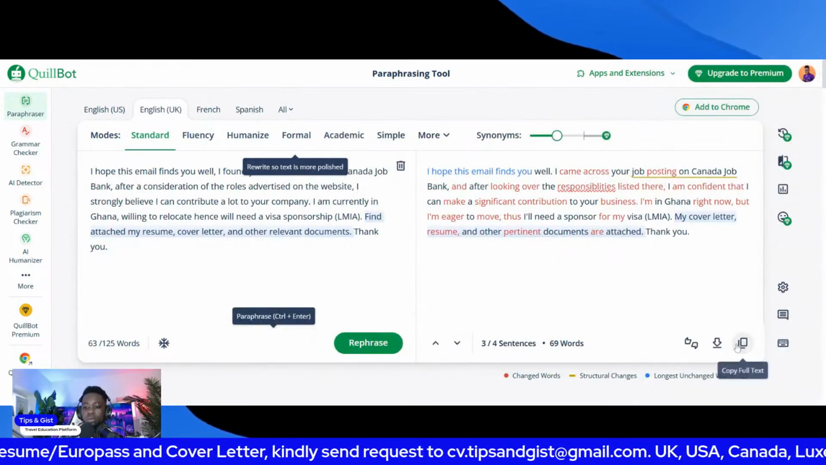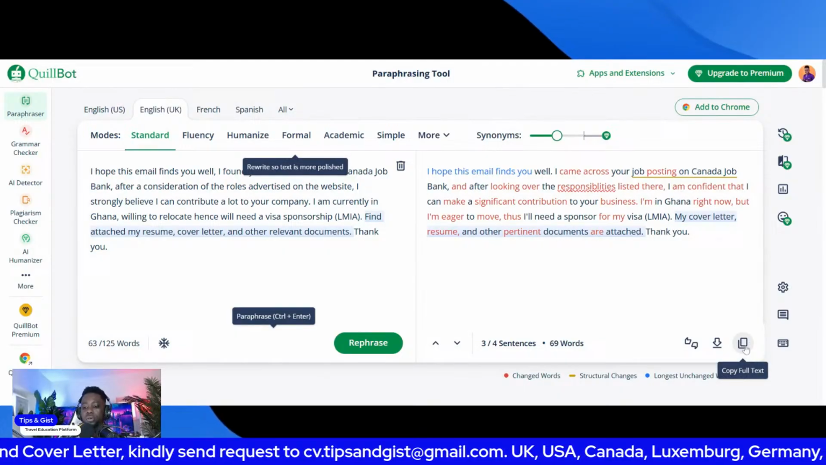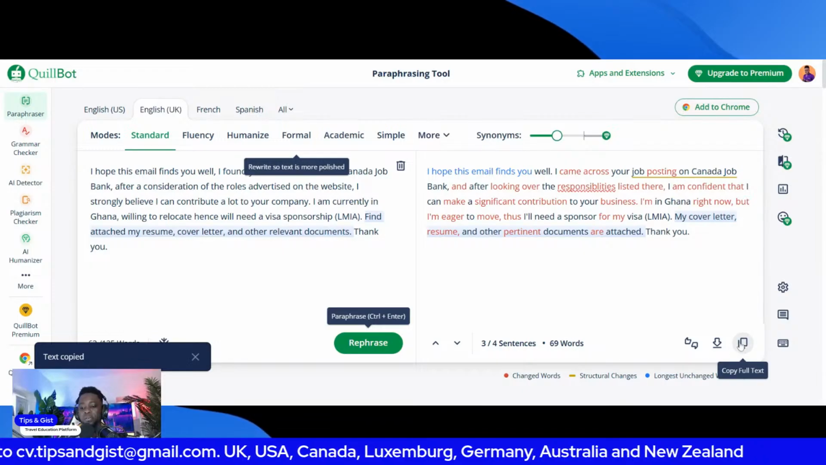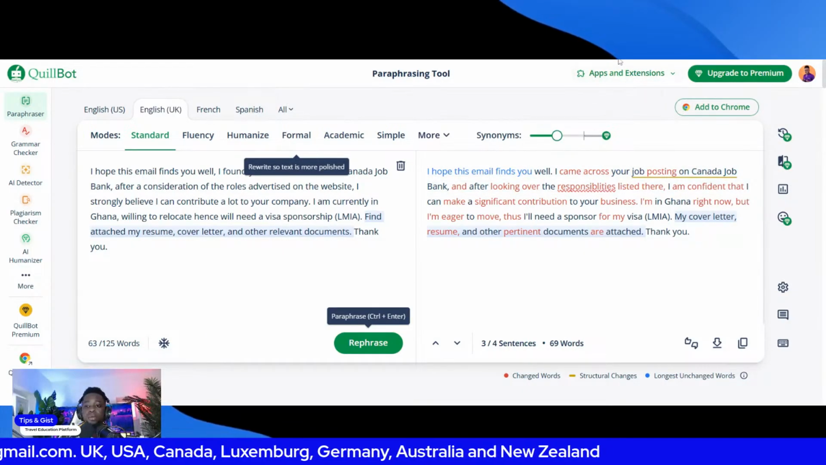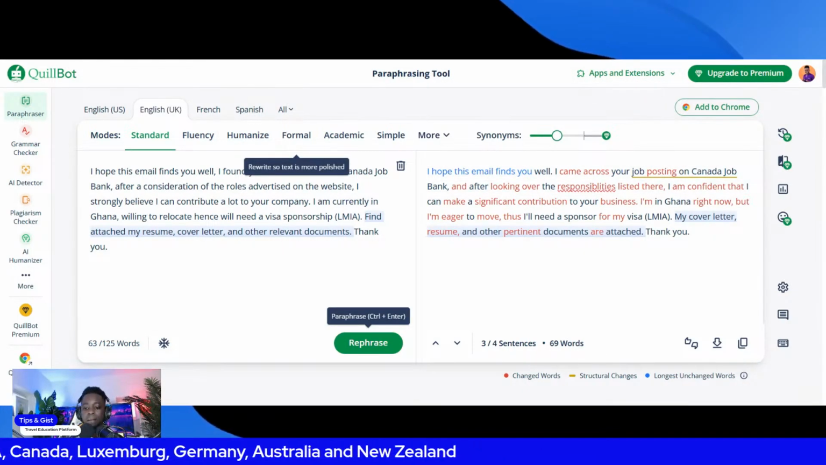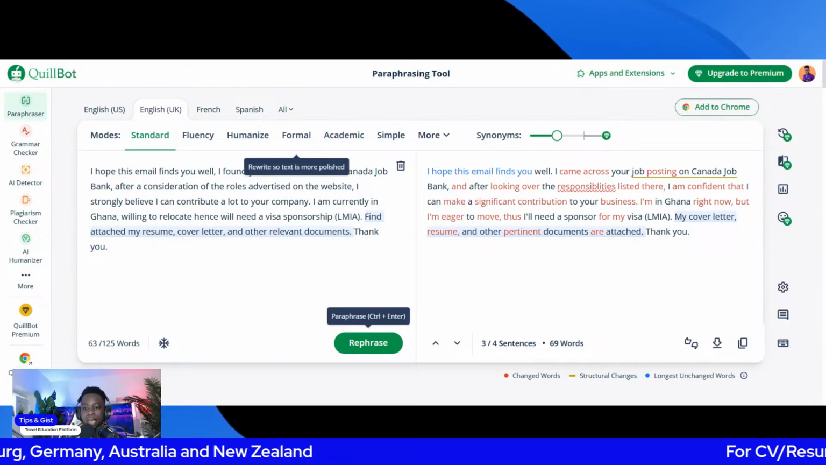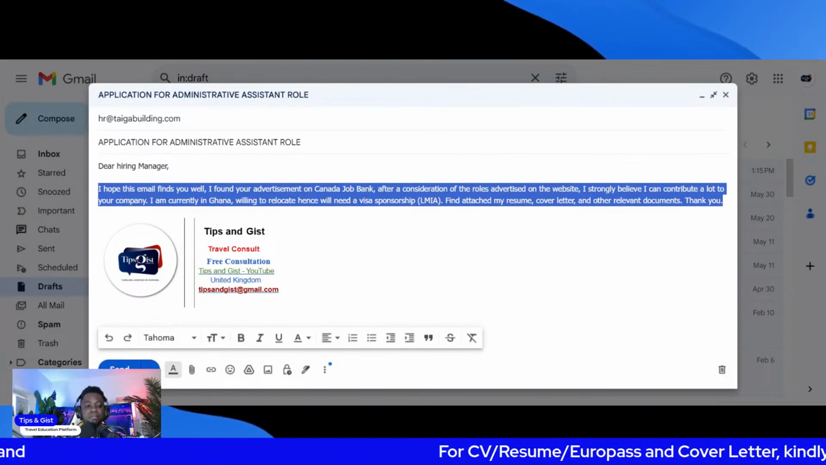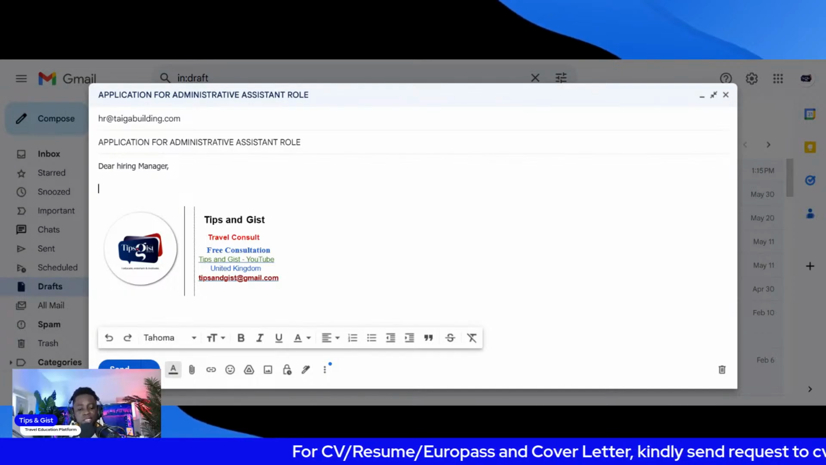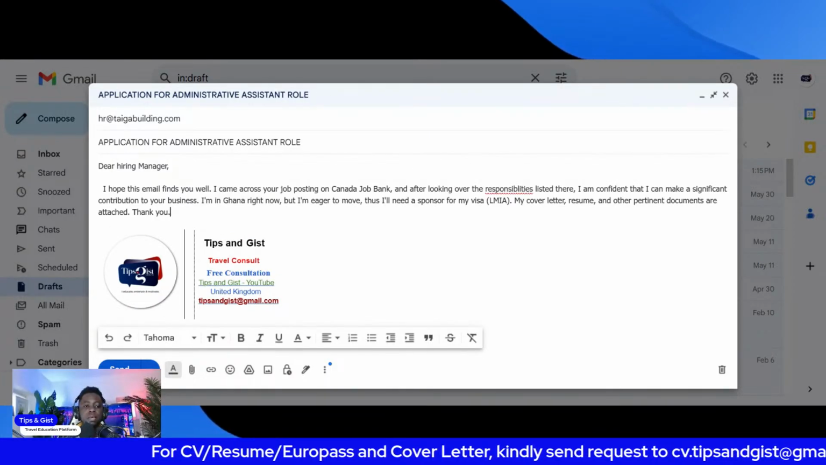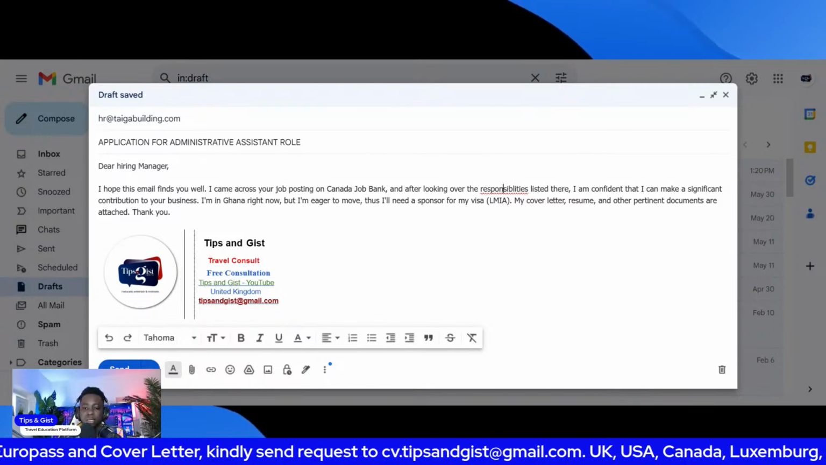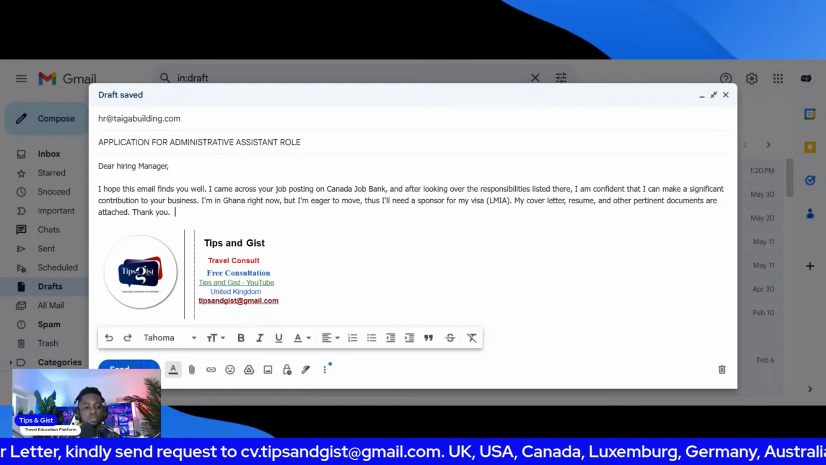So after that, if you think your paraphrasing is nice for you, what are you going to do? There's a copy over here. You click on the copy, and then it will copy it for you. Then you come back to your email again. Then you delete the first one, and then you paste the paraphrased email as the message over there. So this is the paraphrased message.